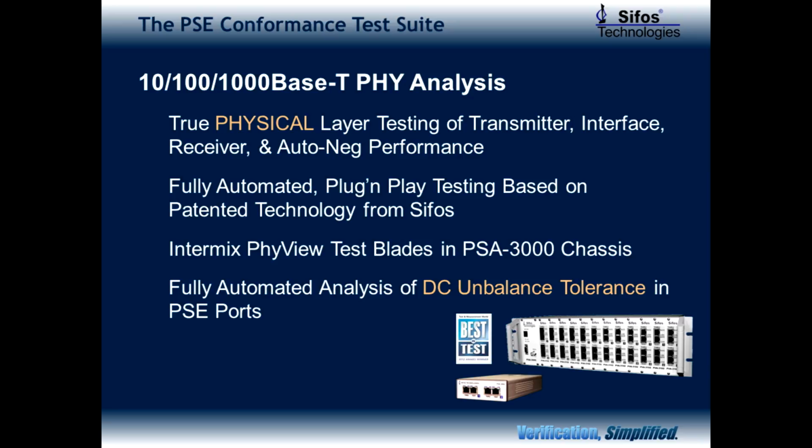The 5U analyzer is packaged as 2-port test blades that may be intermixed with PSA 3000 test blades in a PSA 3000 chassis. It is also offered in the compact format. Specifically for PSE ports, the PHY Performance Test Suite offers fully automated analysis of PSE tolerance of DC unbalance, a much more direct method than packet flow for assessing the interaction between PoE and LAN signaling integrity.